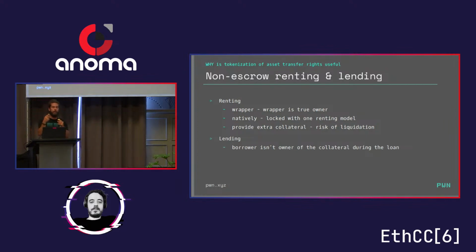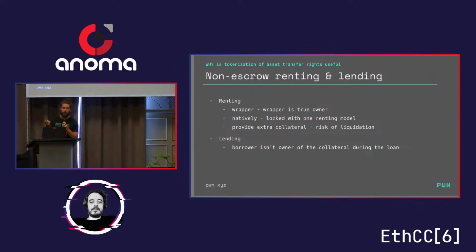The asset can have renting implemented natively. In this case, you are locked with one renting model, and it breaks the money Lego narrative we are building in this space a little bit. And the last one is to provide extra collateral. In this case, if you don't correlate the price of the collateral with the asset itself, you're risking a liquidation, which is also something you don't want. And you need the extra collateral, so it can be a blocker for some use cases.